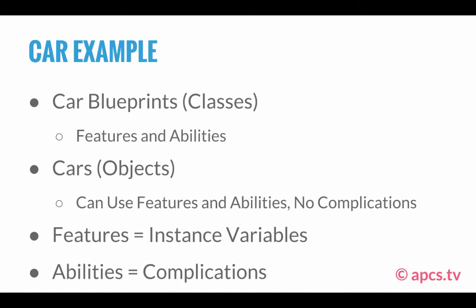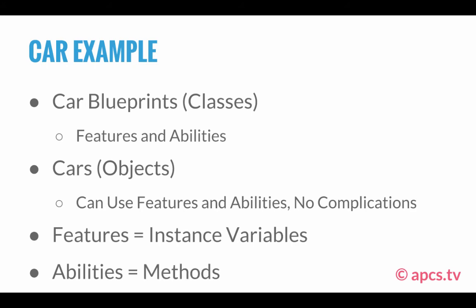And then cars are the objects themselves. So a car object, which is built based on this blueprint, can use all the features and abilities listed in the blueprint. So it can have a yellow color, it can accelerate, drive, but it does not contain any of the complications. It doesn't know anything about its engine or what its internal complications are. That's all part of the class. So an object does not have any of this information.